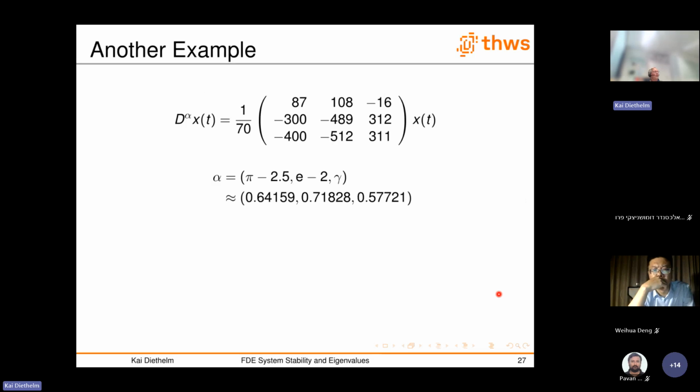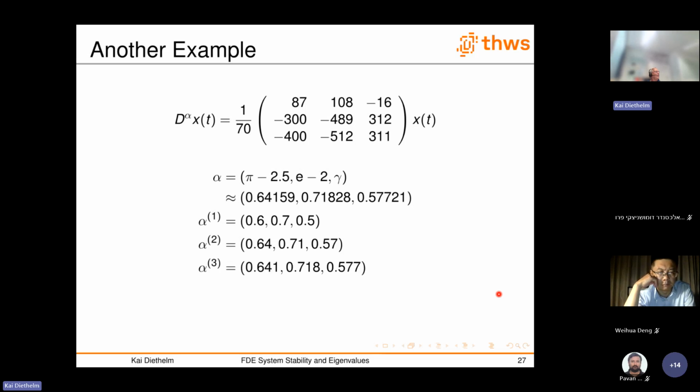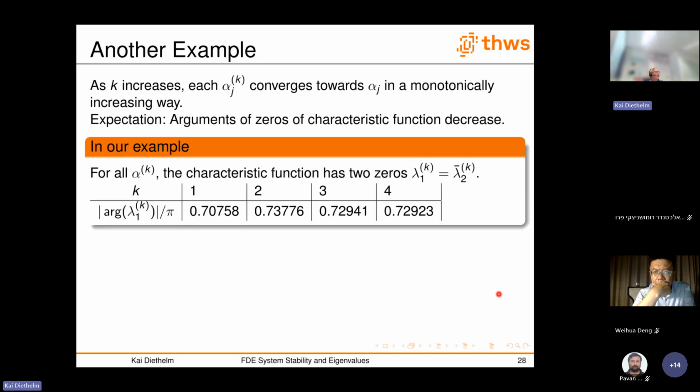And one more example here, also a 3x3 system, same alpha. And now we look at a slightly different way of approximating this order vector. Still, it is monotonically increasing in each component. So what we would expect then from our previous example is the arguments of the zeros of the characteristic function should decrease.